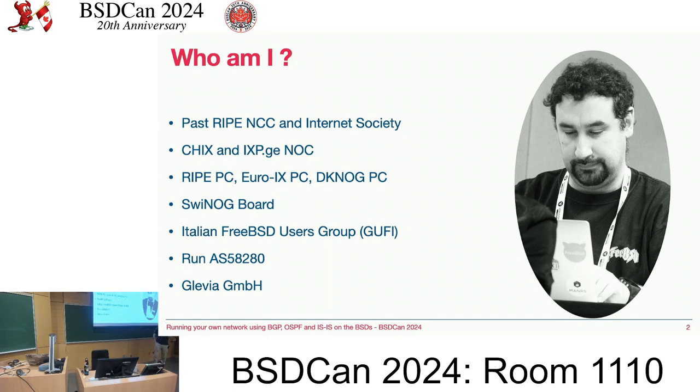I used to work at the RIPE NCC and the Internet Society. So I have a past with the people who distribute numbers. And when I say numbers, I talk about IP addresses and autonomous system numbers. I was the IPv6 program manager at the RIPE NCC for a while, and I worked at the Internet Society helping people establish new internet exchanges and community networks.